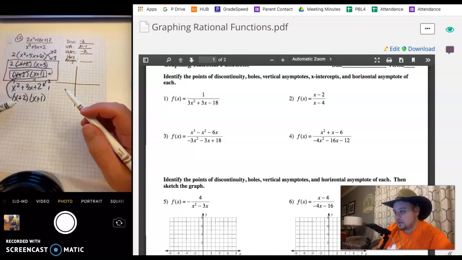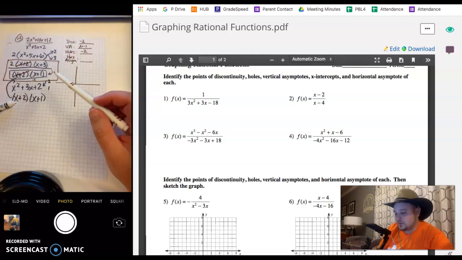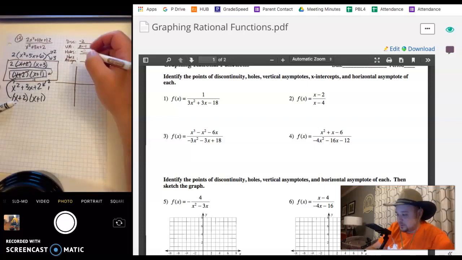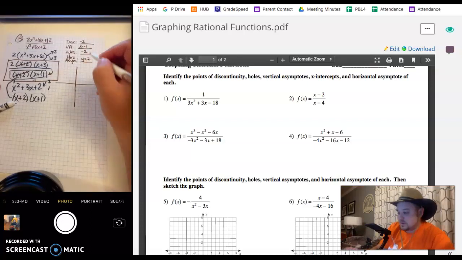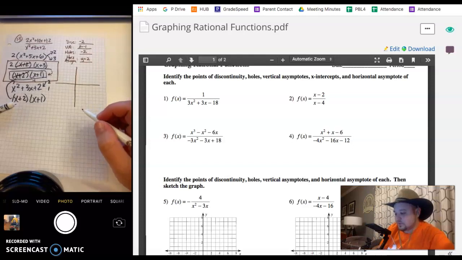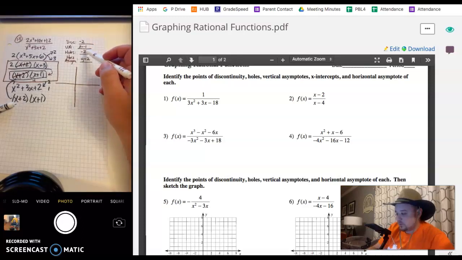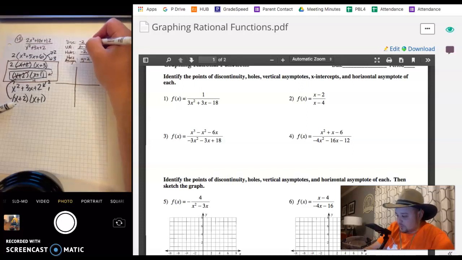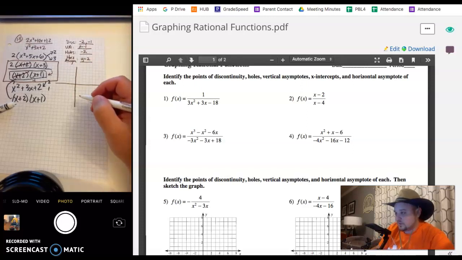Horizontal asymptote, we are going to have a horizontal asymptote on this one. Because there's a 2 on the top, we are going to have a horizontal asymptote at y equals 2. Okay, so that's going to be a horizontal asymptote. We'll get to that in 1 minute. And then let's see, what else do we have? We've got vertical asymptote, we've got hole. The vertical asymptote, also a point of discontinuity, so we've got 2 of them there.